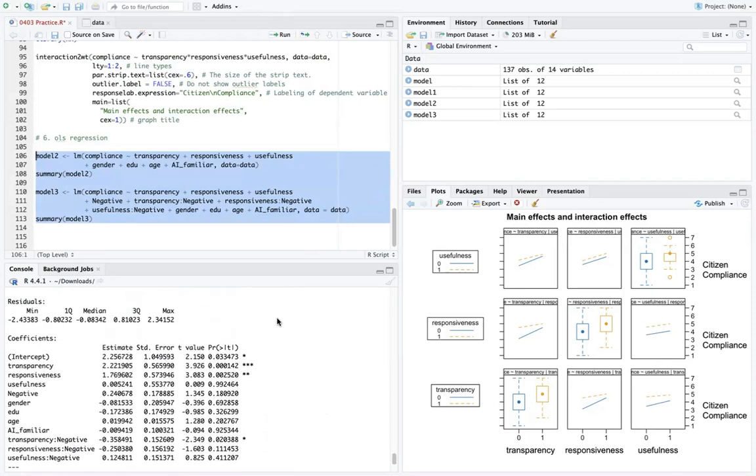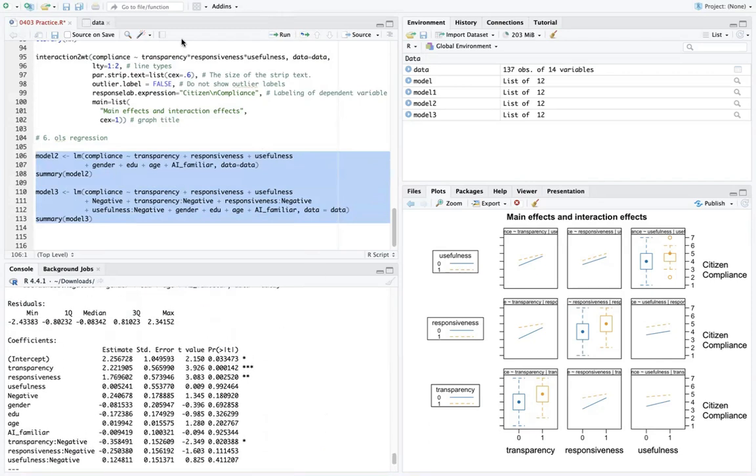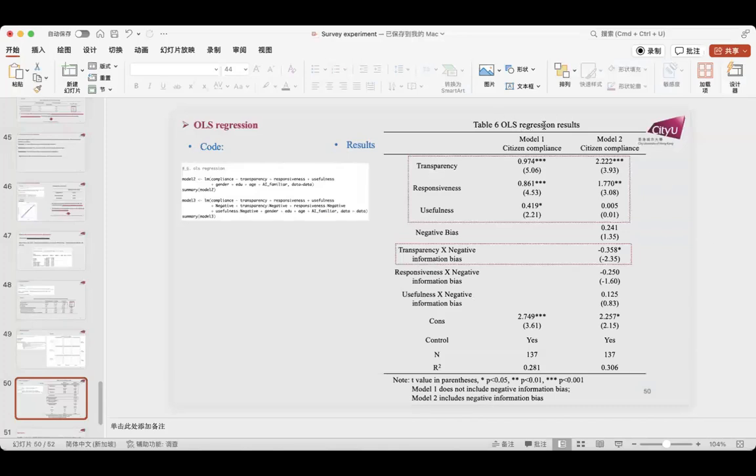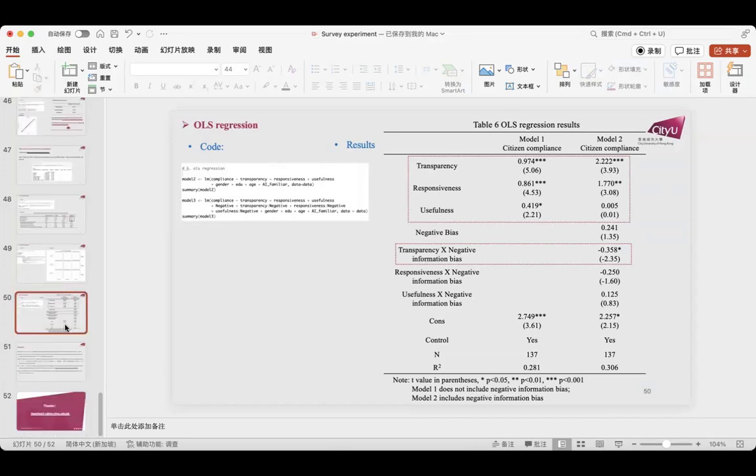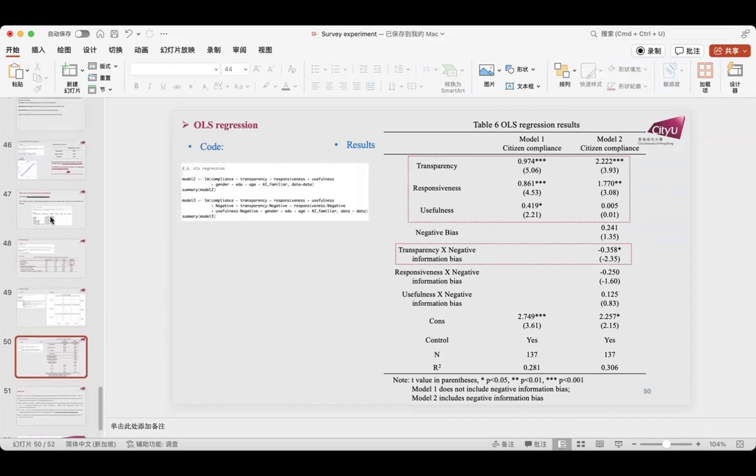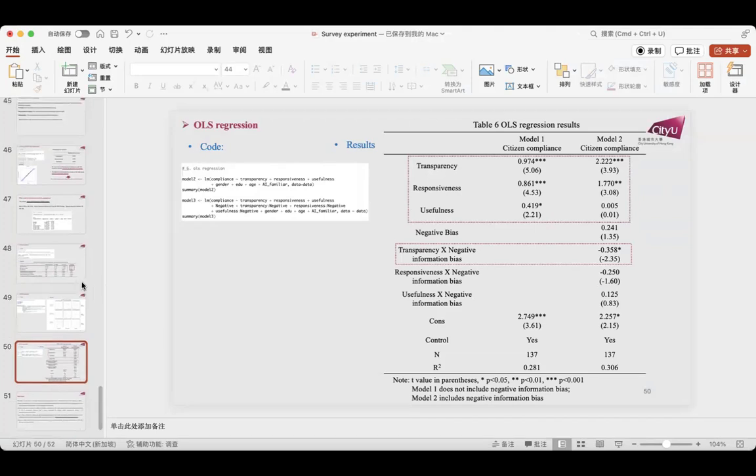So we can transform this into a table in our report, like this Table 6, OLS regression results. Here we can see our independent variables have a significant positive effect on citizen compliance. And also negative information bias has a moderating effect on transparency. And these are all the analyses that we may need to do in a factorial survey experiment.